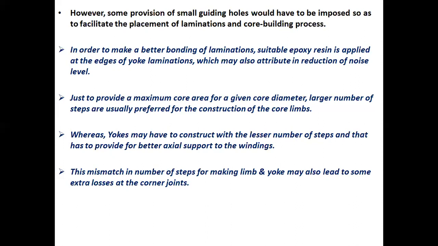Just to provide a maximum core area for a given core diameter, a larger number of steps is usually preferred for the construction of the core limbs. Whereas yokes may be constructed with a lesser number of steps, and that provides better axial support to the windings. The mismatch in the number of steps for making limb and yoke may also lead to some extra losses at the corner joints.